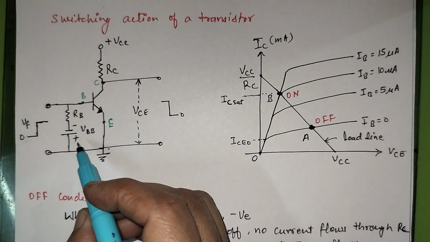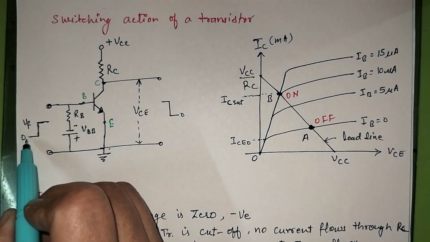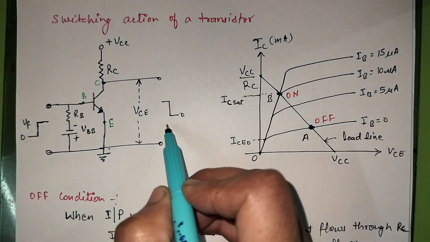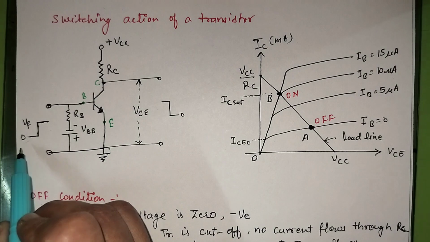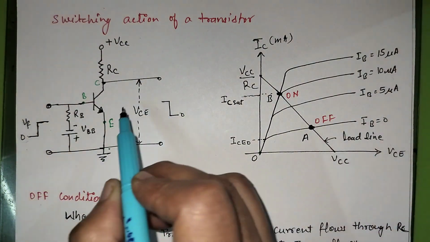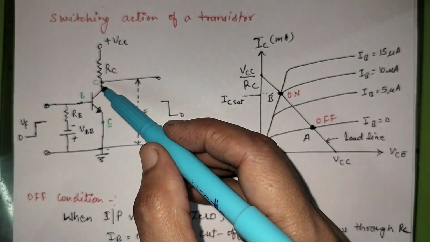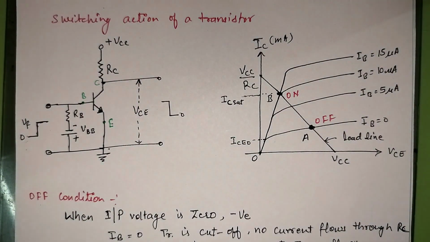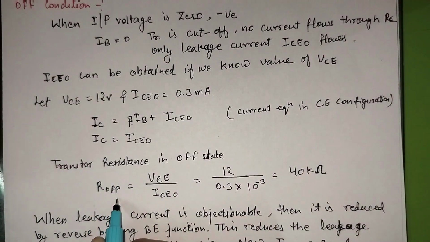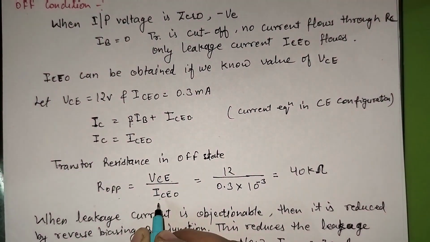Now we will find out the resistance offered by the transistor in off condition. We know that the input voltage is 0 and the output will be high in this case. When the input is minimum, the output will be maximum, and the Vc will be equal to Vcc, and the current that is flowing through this transistor is ICO. So the resistance in off condition equals Vc upon ICO, because the current flowing through the transistor in off condition is ICO, meaning leakage current.